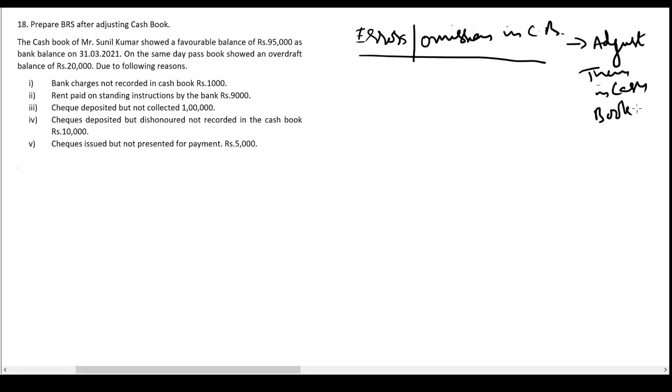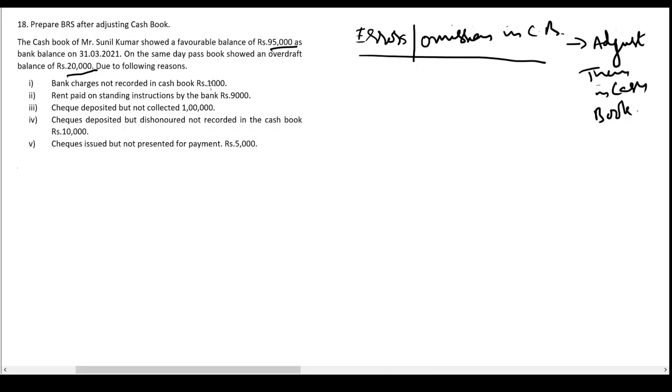The cash book of Mr. Sunil Kumar showed a favorable balance of 95,000 as bank balance on 31st March 21. On the same day, passbook showed an overdraft balance of rupees 20,000. So cash book is showing a favorable balance of 95,000 and passbook is showing an overdraft balance of 20,000 due to the following reasons. Bank charges not recorded in cash book 1,000.